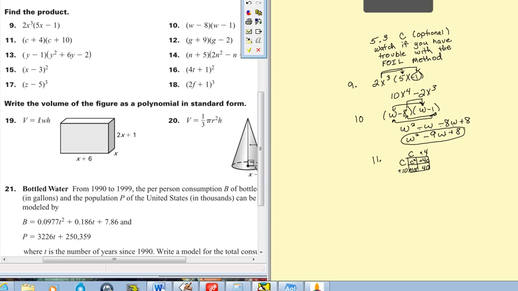So when we add the two like terms, these two, I would end up with c squared, then plus 4c plus 10c is plus 14c, and then plus 40. So that would be my final answer there.